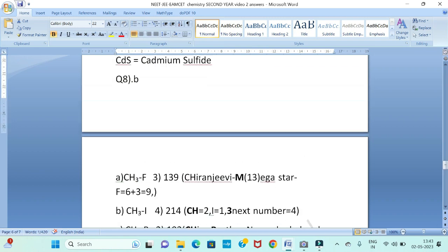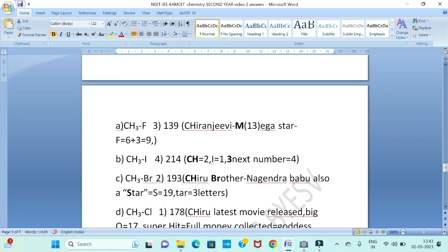First, CH3F. In the CH3F model, the bond length is 139. So how can you remember it?